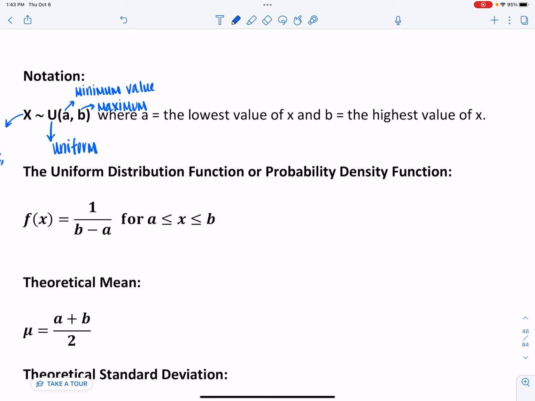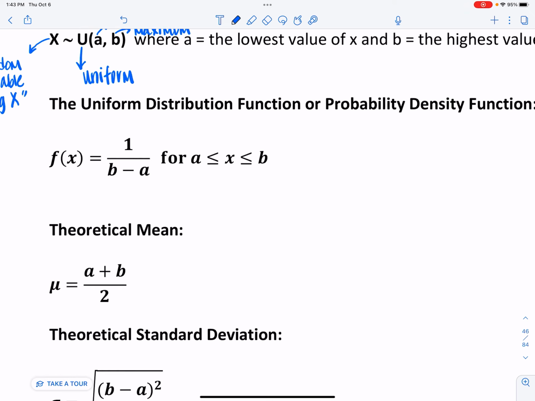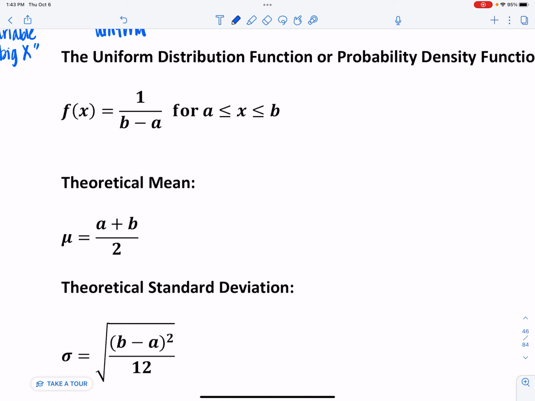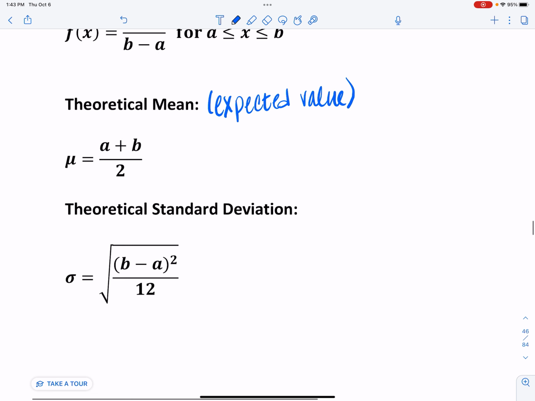So here we go with some formulas. We get the uniform distribution function or probability density function. That's very similar to what we just took a look at. The theoretical mean, that's the expected value. And the theoretical standard deviation. We're still using baby sigma for that.